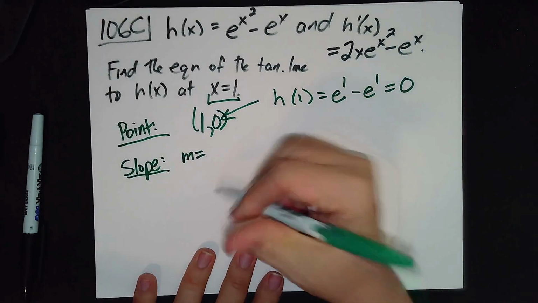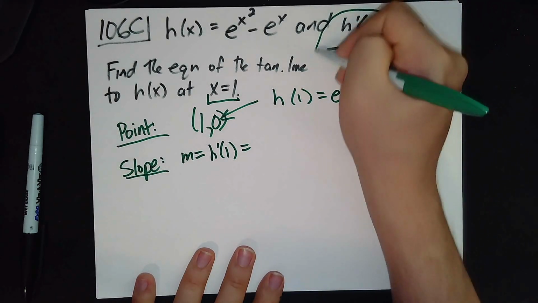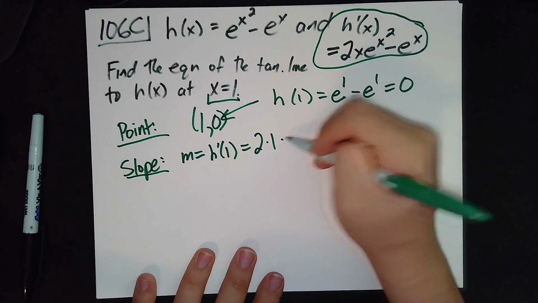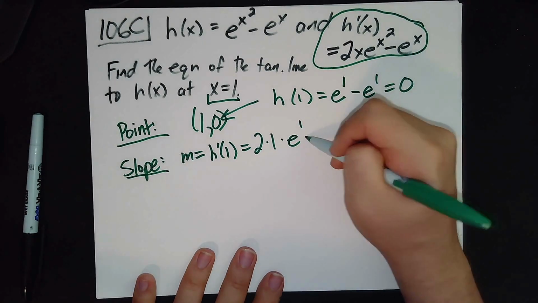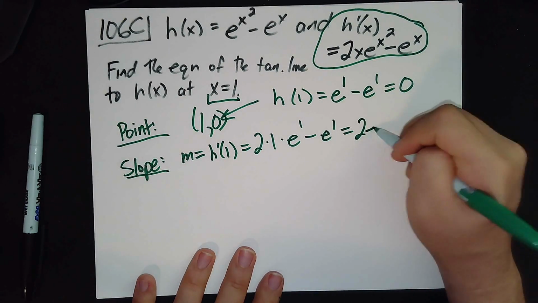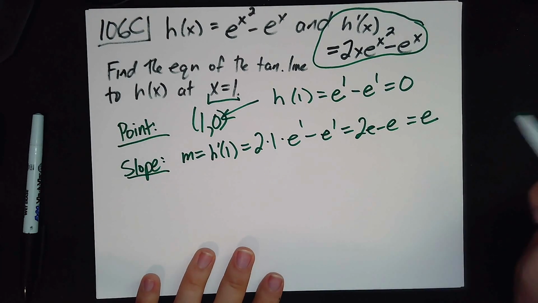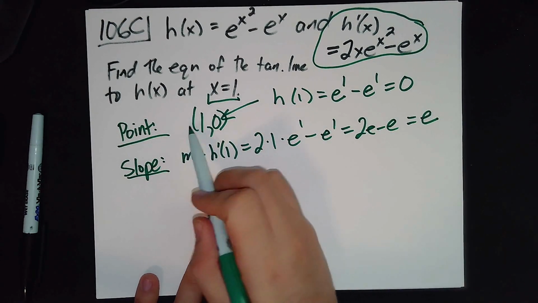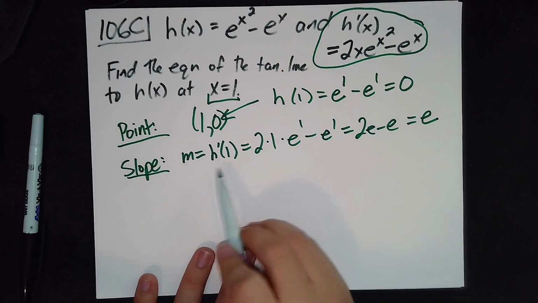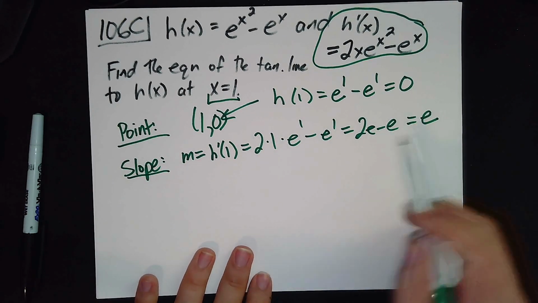And my slope, that's what the derivative tells me. So this is h prime of 1. And again, I was told the derivative, so I don't have to compute anything here. So this is 2 times 1 times e to the 1 minus e to the 1. Okay, and so that's 2e minus e, that's e. Okay, and note here, for the point, I plugged the x-coordinate into h, and for the slope, I plugged the x-coordinate into h prime. So it's important that we get those 2 right.